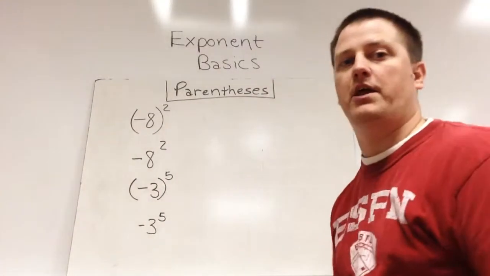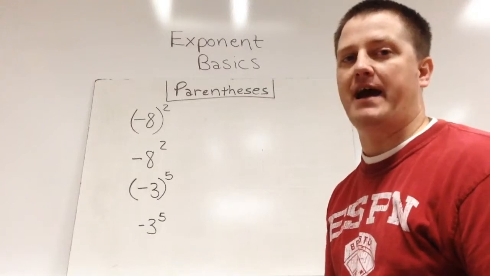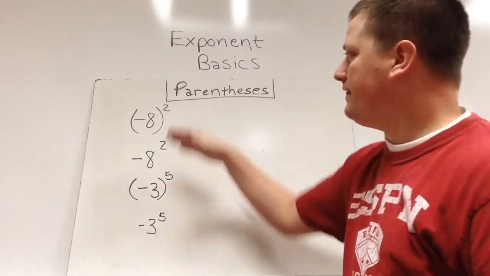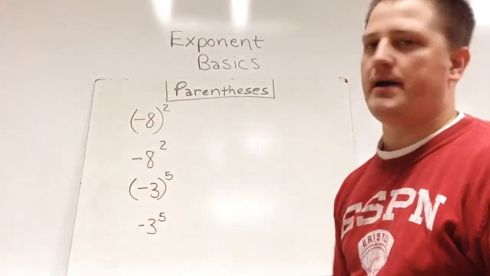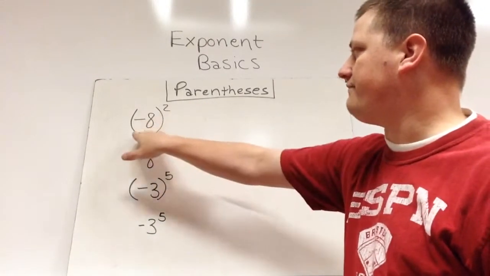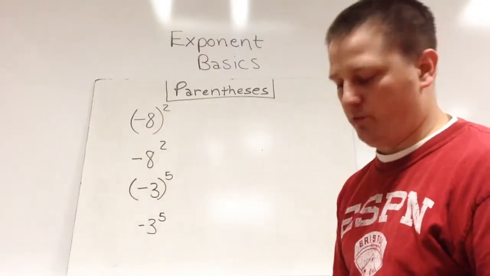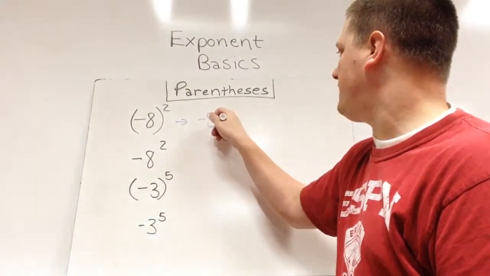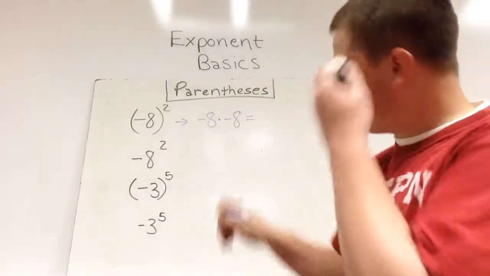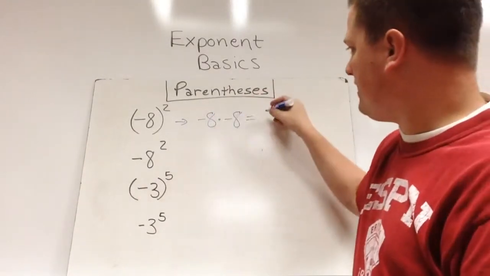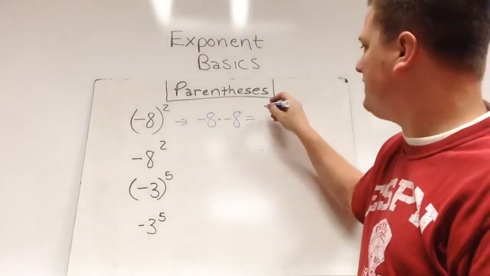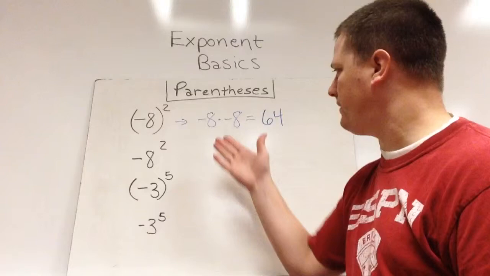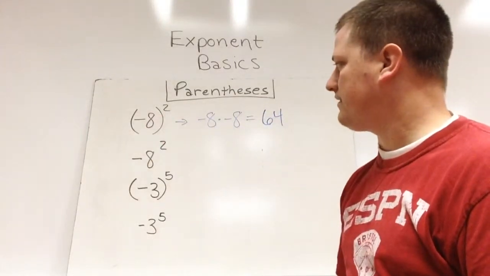The next thing that we want to look at is how parentheses affect the exponent. In this one, because of the parentheses being around the -8, what this is saying is we have -8 to the power of 2. So this is saying -8 times -8. Well, negative times negative is positive. 8 times 8 is 64. So here we have this becoming 64.